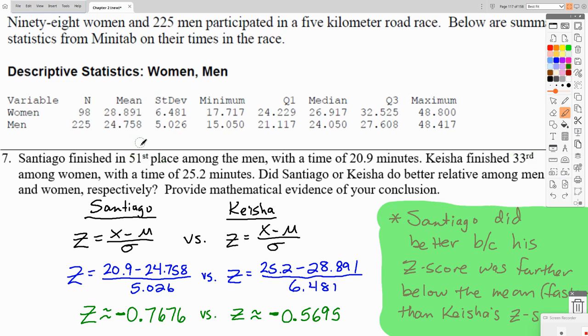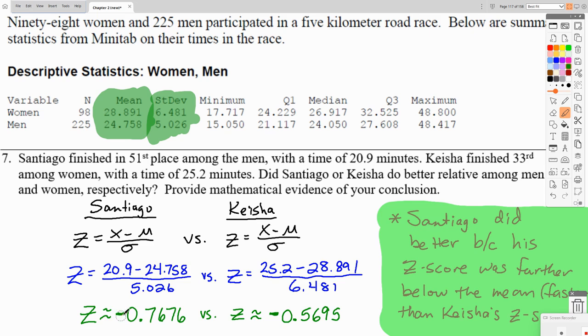But we're comparing men's scores to women's scores, or in this case, times, right? We're doing a 5K road race here, and men's and women's times are not the same. So again, it's like we're comparing apples to oranges. We need to standardize our times so that we can compare them to each other. So I standardized Santiago's time of 20.9 minutes. Here was the mean for the men and the women, and the standard deviation is right next to it. I used those means and standard deviations with my z-score formulas.